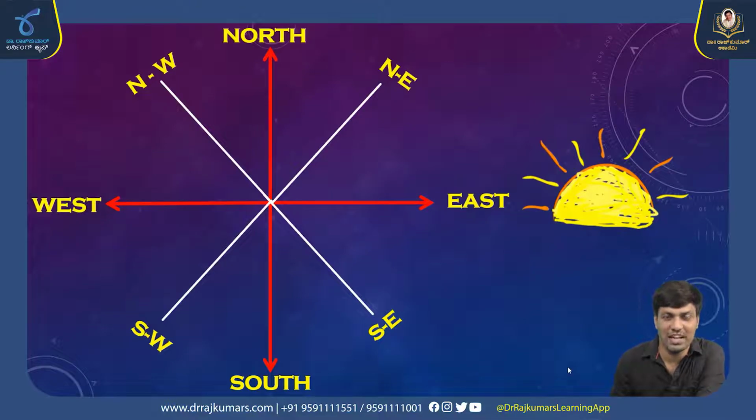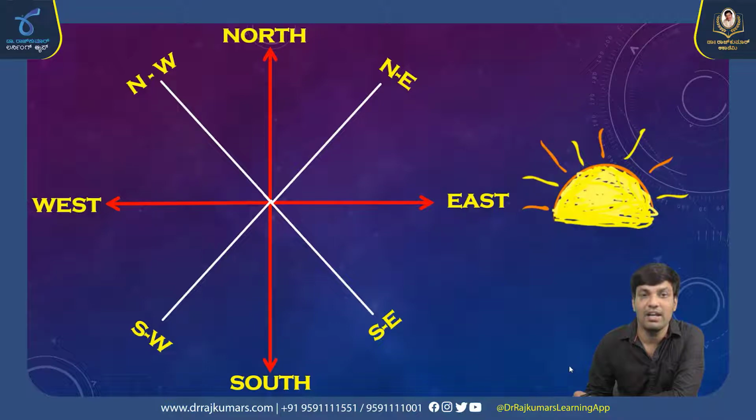On moving to the first slide, we have a direction chart showing 4 main directions and 4 subdirections. Let's see what they are. We have north, south, east and west as the primary directions, and northwest, northeast, southwest and southeast as the secondary directions. Usually the sun rises in the east direction. Let us understand the concept of left and right side with respect to each direction.